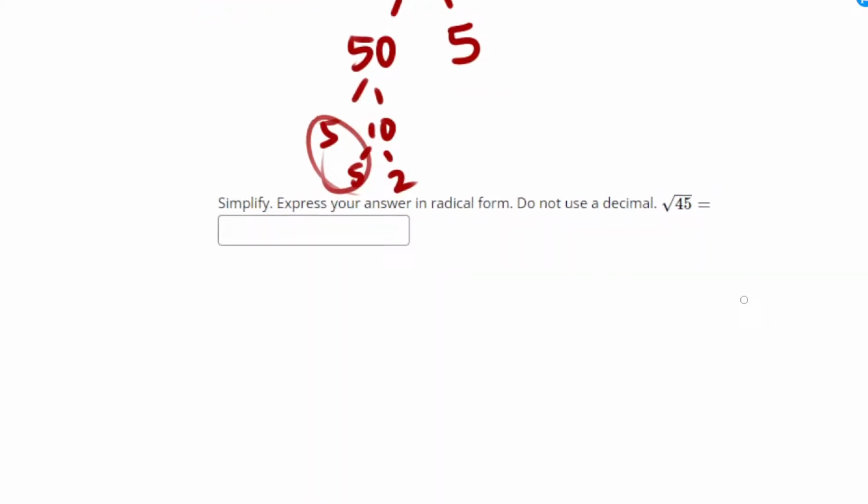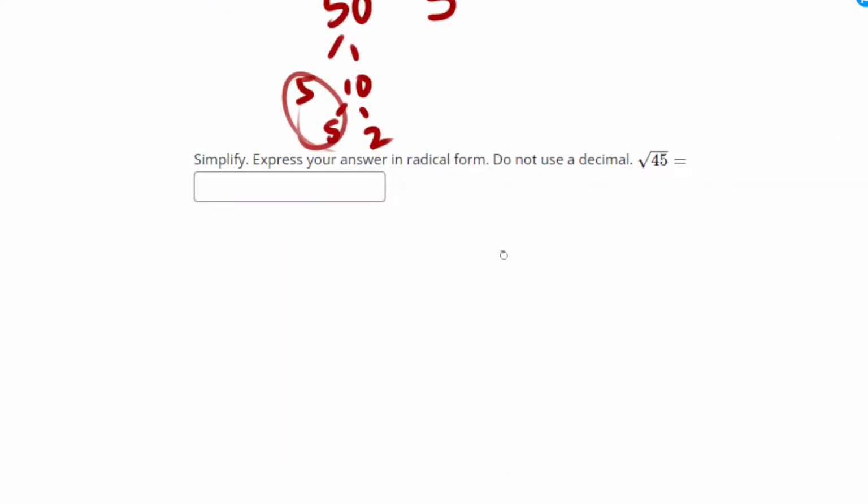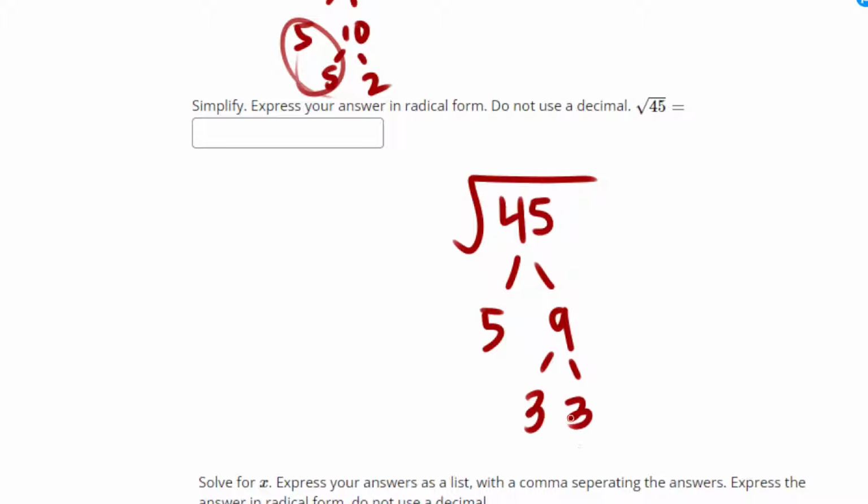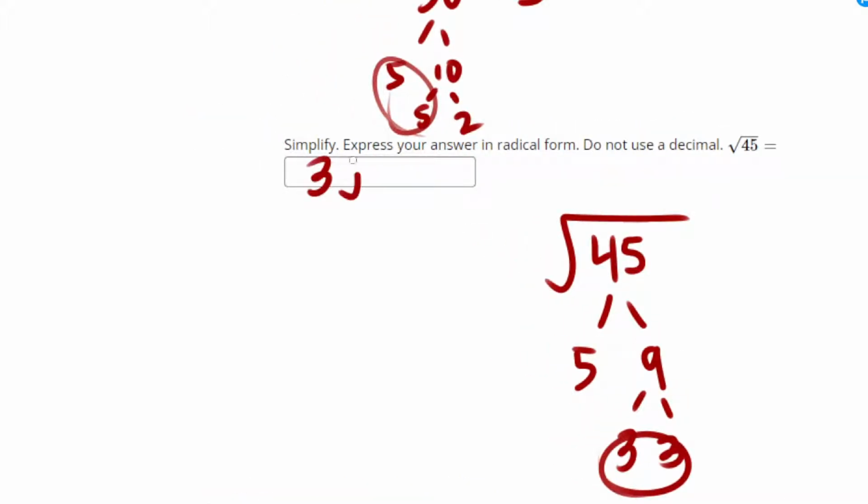Simplify. Express your answer in radical form. Do not use a decimal. So the square root of 45, that's 5 and 9, which is 3 and 3. So we can take out a 3. So we have 3 and 5. 3 times the square root of 5.